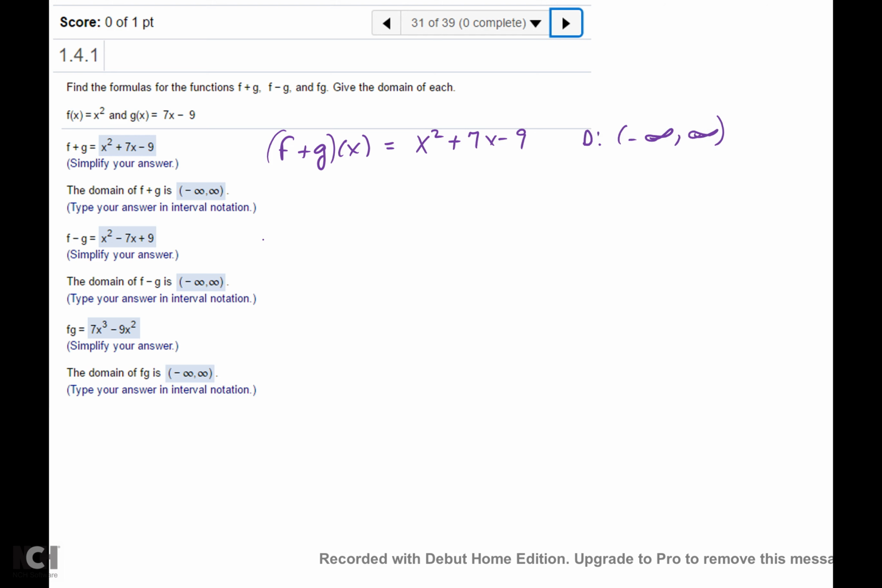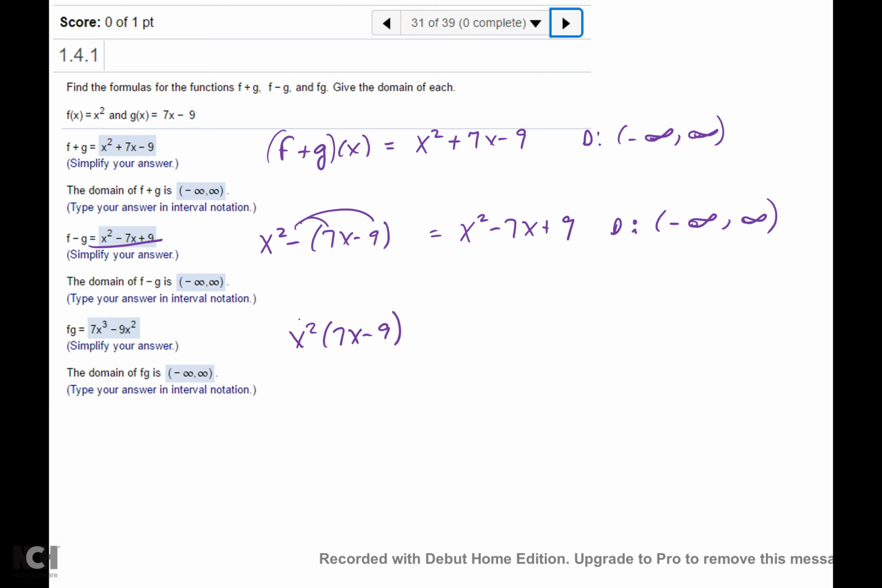All right. F minus g, I'm going to have x squared minus 7x minus 9. This one is going to change because of subtraction. And that's going to be x squared minus 7x plus 9. There's my difference. Again, no drama, no denominators, no radicals, so my domain is negative infinity to infinity. F times g would be x squared times 7x minus 9. Distribute. That gives me 7x cubed minus 9x squared. Again, no drama, so my domain is negative infinity to infinity.